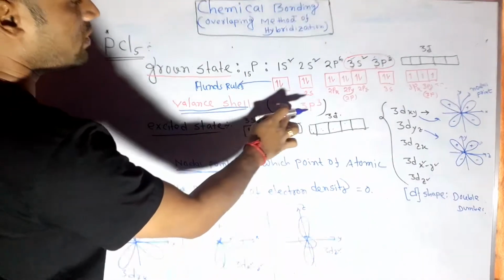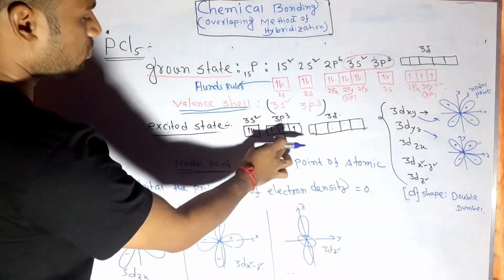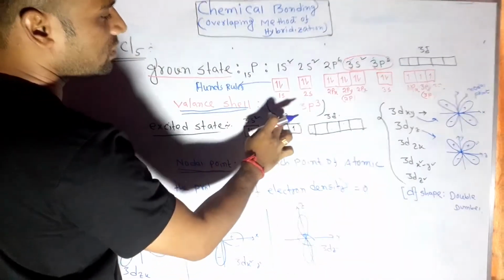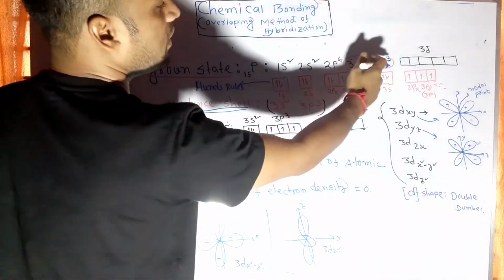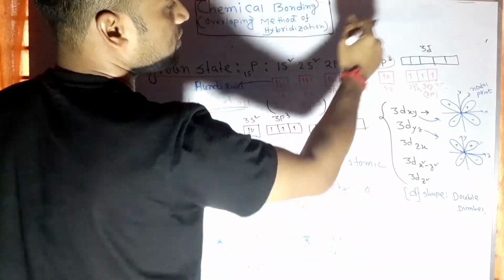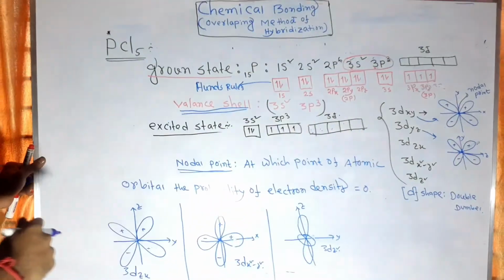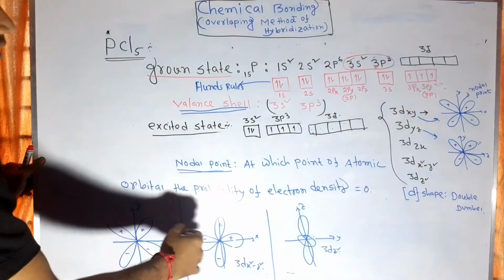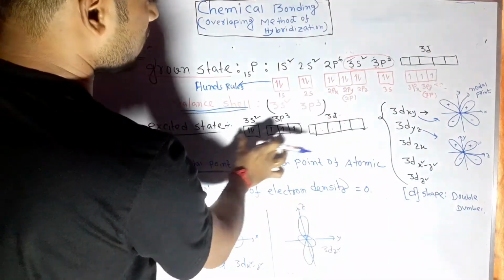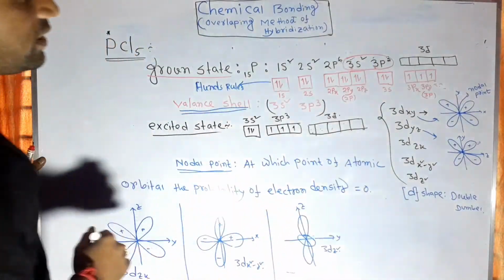So we can take only 3s2 and 3p3, and Hund's rule is followed for the excited state 3s2, 3p3. Also keep in mind that phosphorus has vacant d orbitals. The next orbital after 3p is 3d. 3d contains a maximum of 5 empty spaces. Phosphorus can have a vacant 3d orbital.